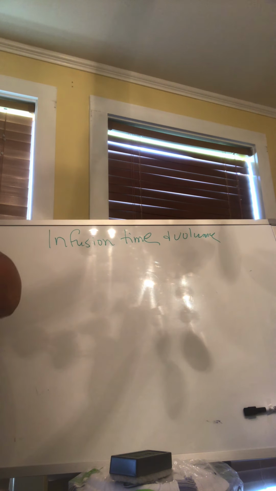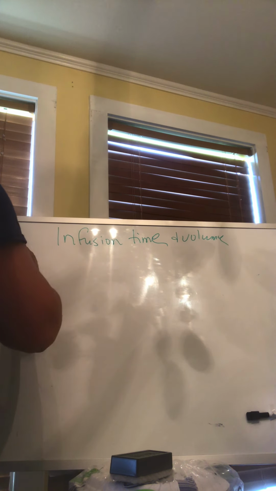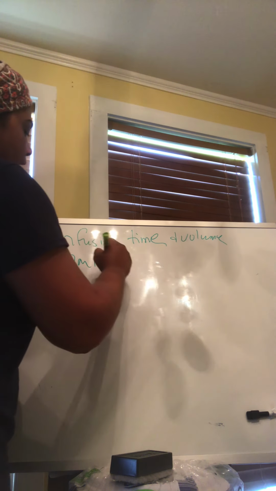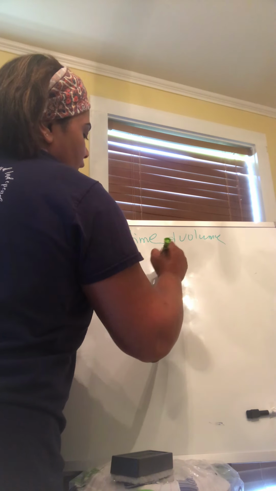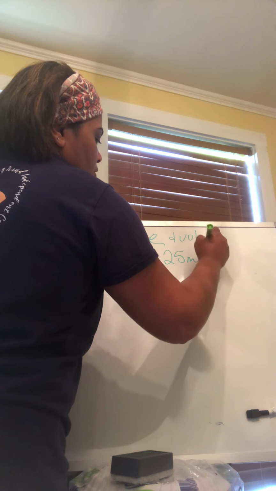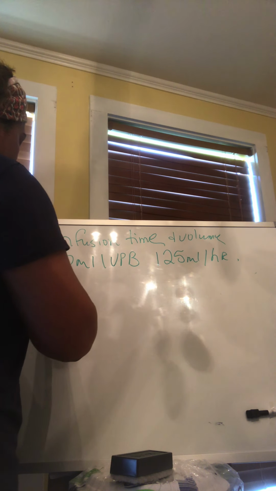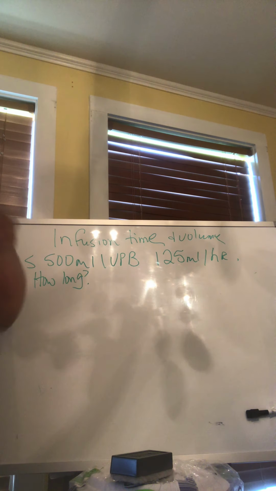Let's do another one. We have normal saline, 500 milliliters, IV piggyback, to run at 125 milliliters per hour. How long will the IV last? Okay?